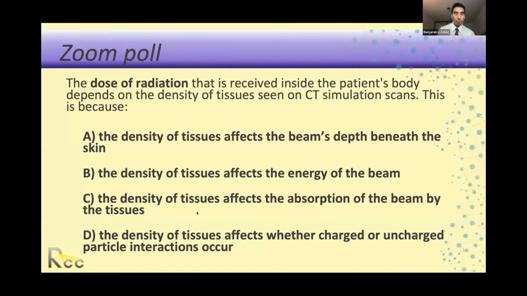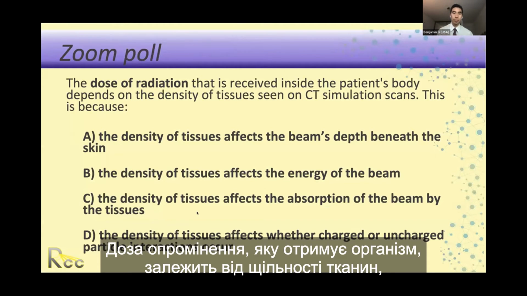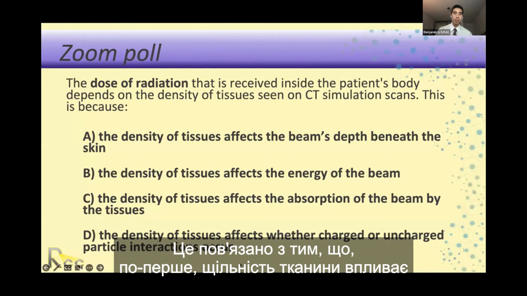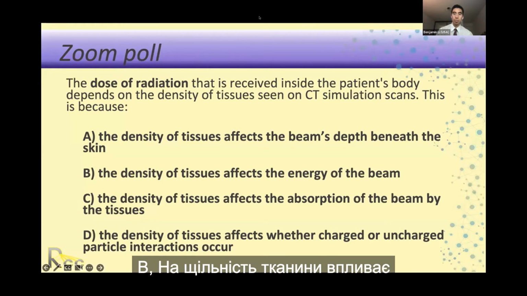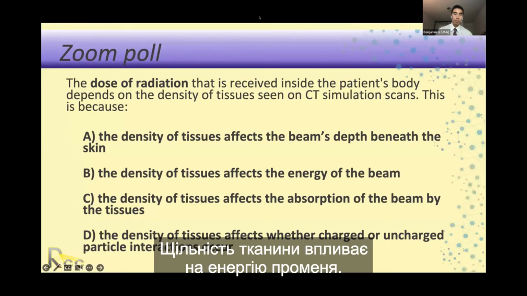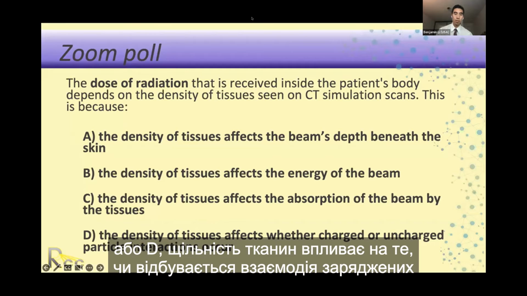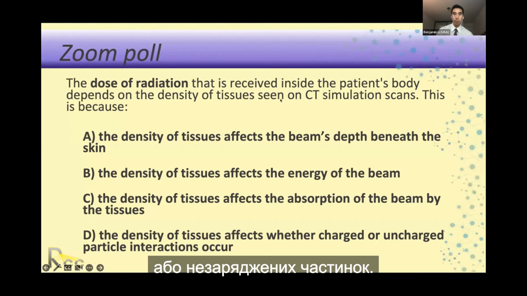Here's the question. The dose of radiation that's received in the body depends on the density of tissues seen on the CT simulation scans. This is because A, the density of the tissue affects the beam depth. B, the density of the tissue affects the energy of the beam. C, the density of the tissues affects the absorption of the beam by the tissues. Or D, the density of the tissues affects whether charged or uncharged particle interactions occur.